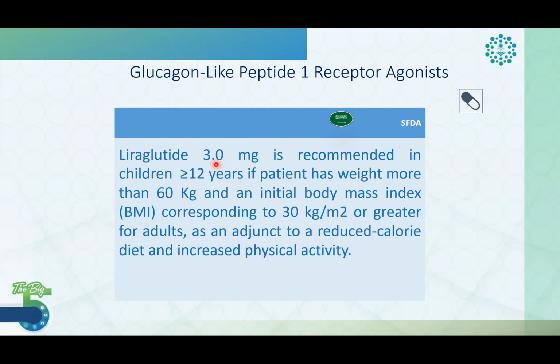So liraglutide 3 milligrams is recommended in children 12 years and above, with weight more than 60 kilograms and body mass index corresponding to 30 kilograms per meter square or greater, to improve their weight as well as their type 2 diabetes. So it is approved in children similar to adults.